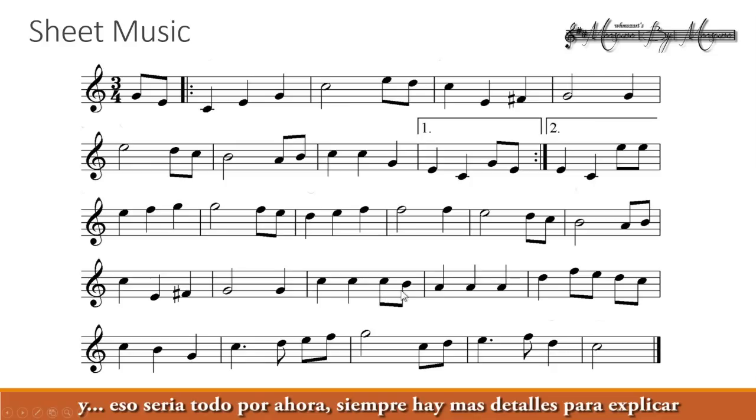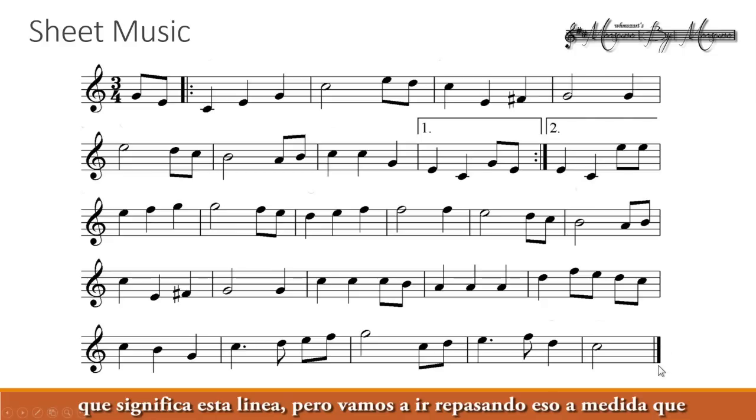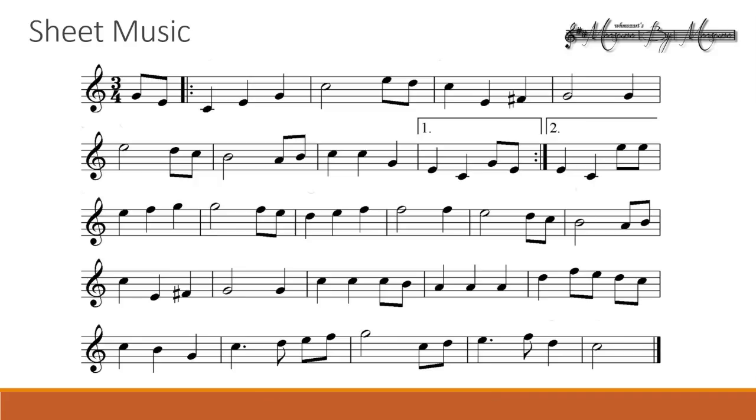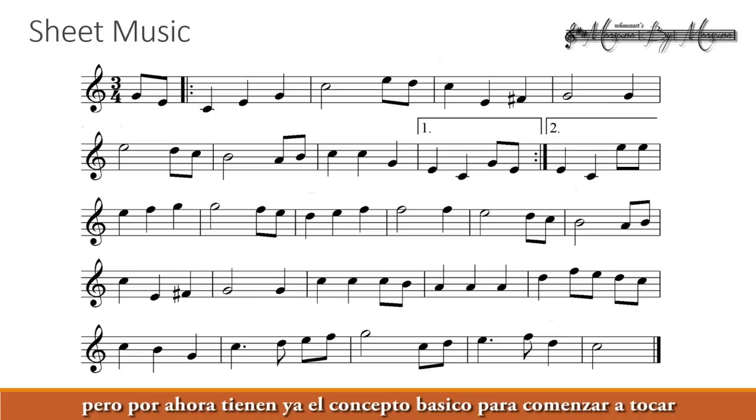And that's pretty much it for now. There are more details to be explained, like what the hell is this? What is this? What does this dot mean? What does this line mean? And we're gonna get into those kind of things when we play violin together. I'll be reviewing each sheet music, and I'll be explaining every new thing that appears. But at least right now you have a basic concept to start playing.